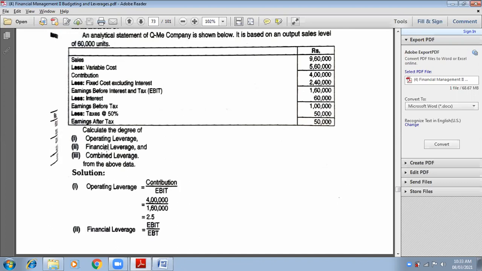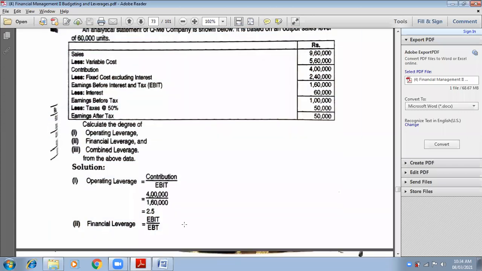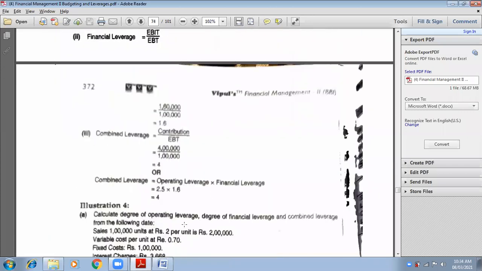Okay. So degree of operating leverage, the formula is contribution upon EBIT. This is my contribution 4 lakhs and this is my EBIT 1,60,000. Dividing them, we get 2.5. Degree of financial leverage, the formula is EBIT upon EBT. So 1,60,000 upon 1 lakh, so it is 1.60.